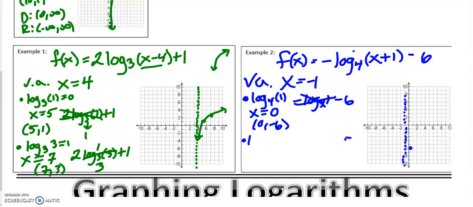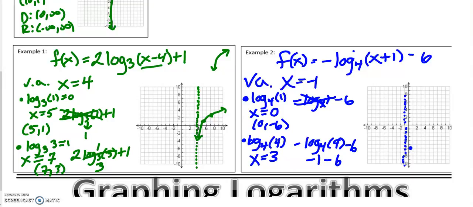Second, I want to do log base b of b. In this case, that would be log base 4 of 4. So I look inside and say, what would give me a 4 inside? That would mean an x value of 3. So I have negative log base 4 of 4 minus 6, which would be negative 1 minus 6, which is negative 7, giving (3, negative 7). So I'm going to go to (3, negative 7), get myself a dot right there. It's not easy to do.